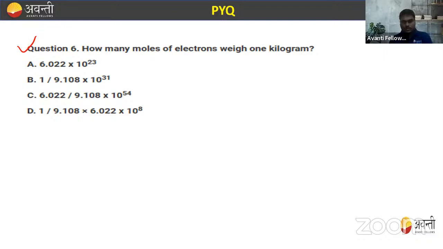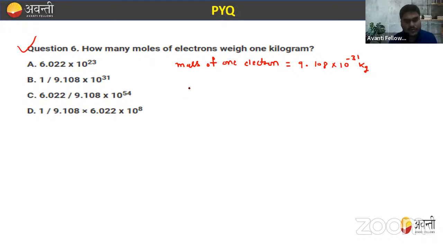We know that mass of one electron is equal to 9.108 into 10 raised to the power -31 kilogram. ठीक है? This we know. That is, the mass of one electron is equal to 9.108 into 10 to the power -31 kilogram.